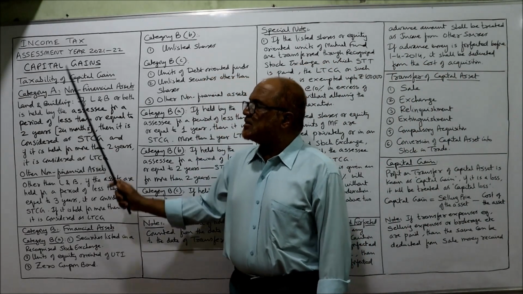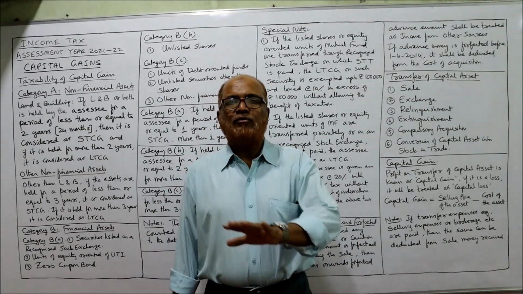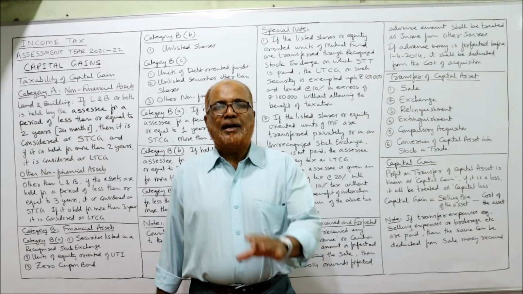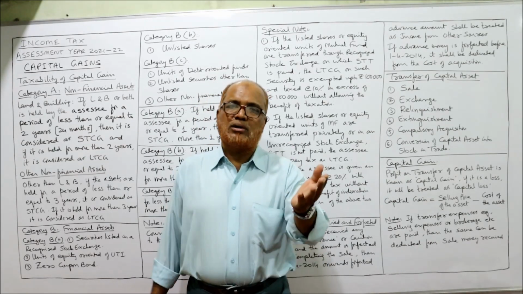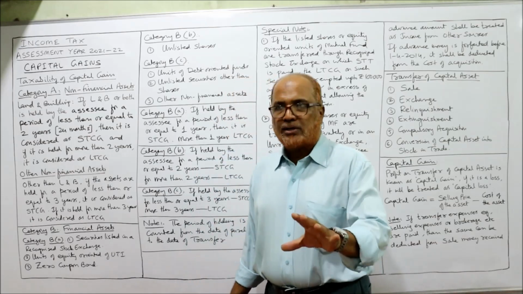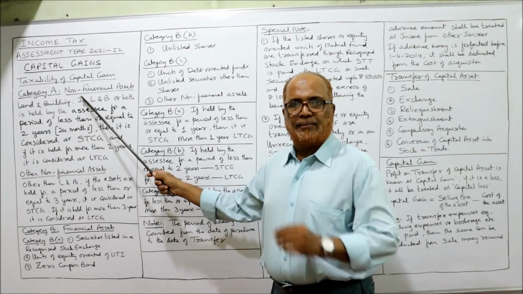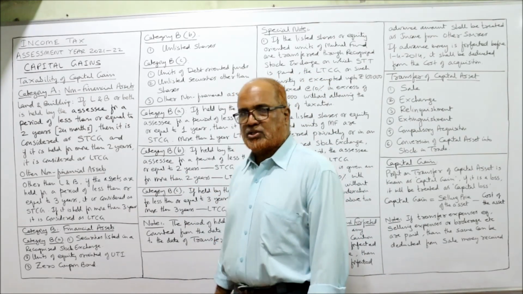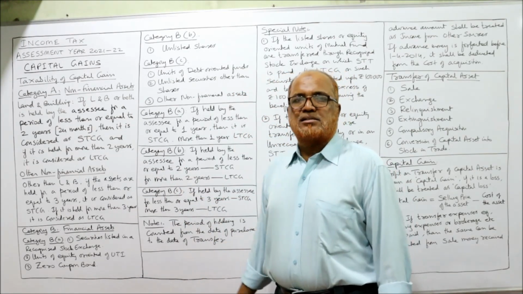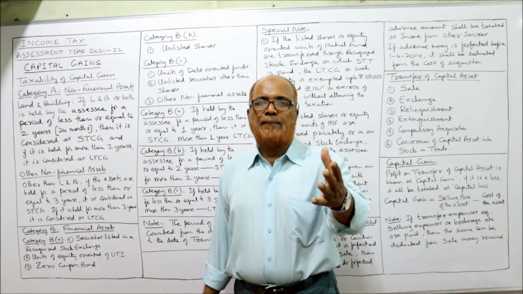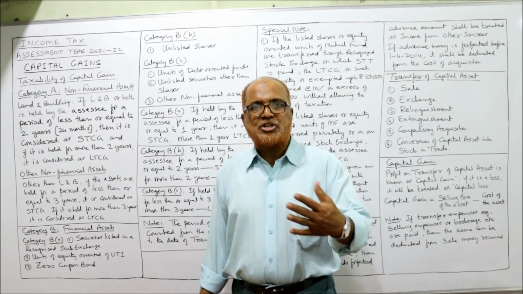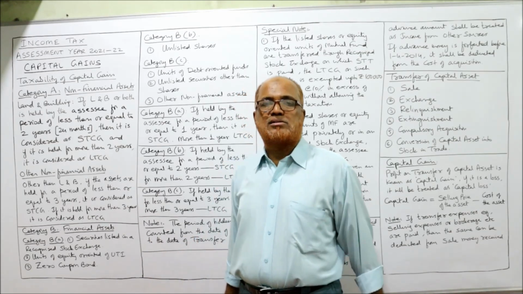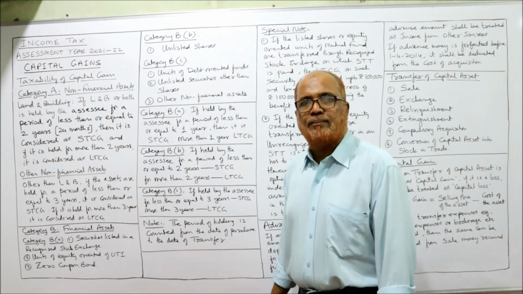Now, taxability of capital gain. We have two types of capital gain, long-term capital gain and short-term capital gain. Different rates of tax are applied on long-term and short-term. So, taxability of capital gain: category A will take non-financial assets and category B financial assets. Non-financial assets are like land, building, machinery, or, for example, jewelry and gold ornaments.